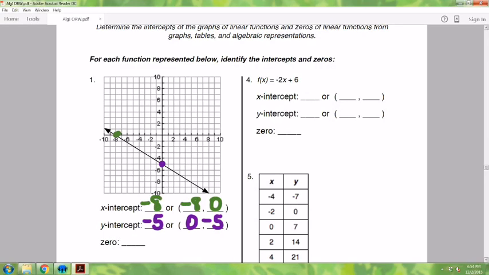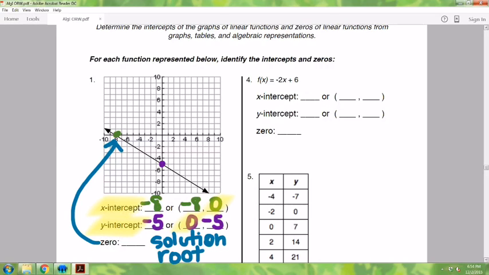Something to always remember is that when you have an x-intercept, the y will always equal 0. And when you have a y-intercept, the x will always equal 0. So whatever the intercept is, the opposite letter is a 0. And then the last thing on this problem is that the 0 of a function is the same as the x-intercept. It's also known as a solution and sometimes called a root. So lots of different names for the same thing, but the 0 in this case is negative 8.